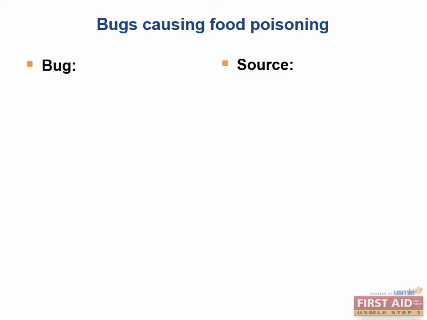Another step 1 favorite is to have you differentiate between the different types of bugs that can cause food poisoning. The time of onset of food poisoning and the symptoms of the food poisoning are the high-yield clues to correctly identify the bug. For the boards, they often ask you what food is associated with the food poisoning.